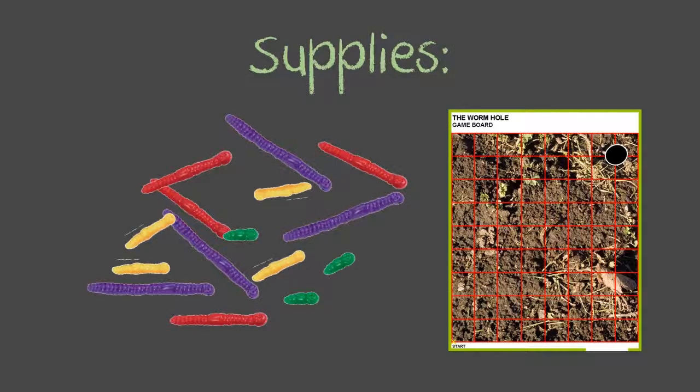The supplies that are provided in the envelope along with the information sheet and direction guide will be a wormhole game board and then worms that come in four different lengths. There are 4-inch worms, 3-inch worms, 2-inch worms, and 1-inch worms.